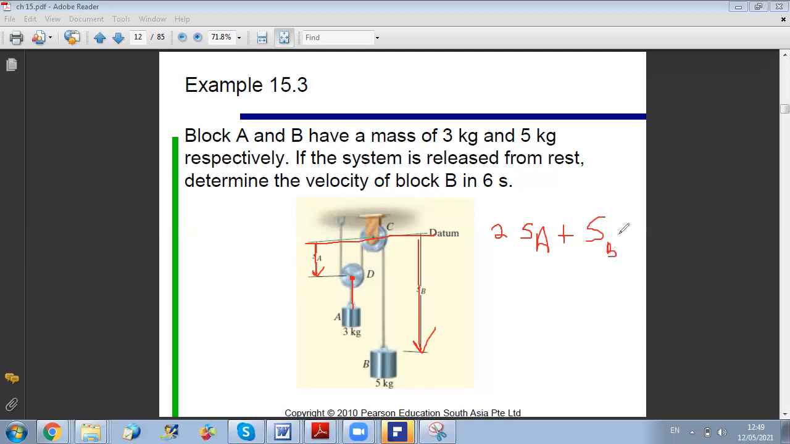And from here, you can derive this relation to relate velocities and accelerations. So here, for example, if you want to use the linear impulse and momentum, you just need to relate velocities. So you can write that 2VA plus VB is equal to 0. Okay, so this is equation number 1.